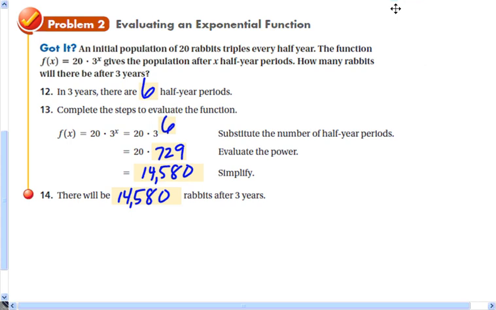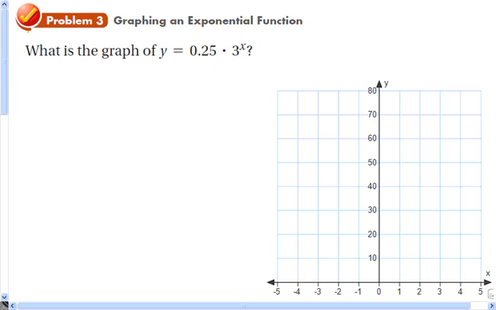All right, let's learn how to graph these exponential functions. I'm probably going to use my calculator a little to help me with this, but on this first one, the function is 0.25 times 3 to the x. So let's just check out some values for that.